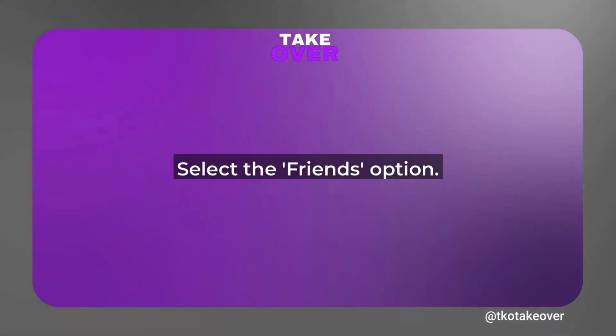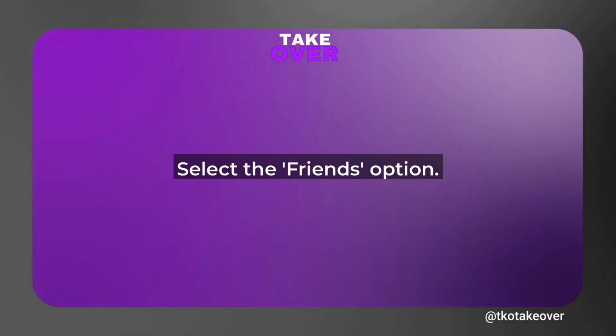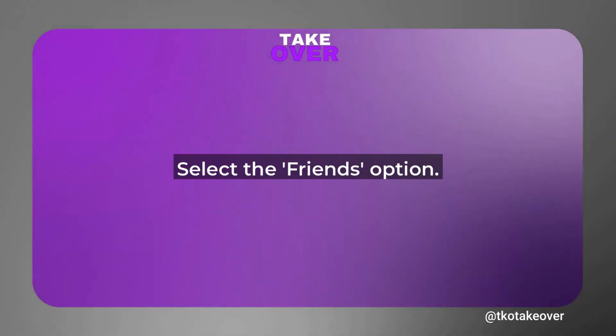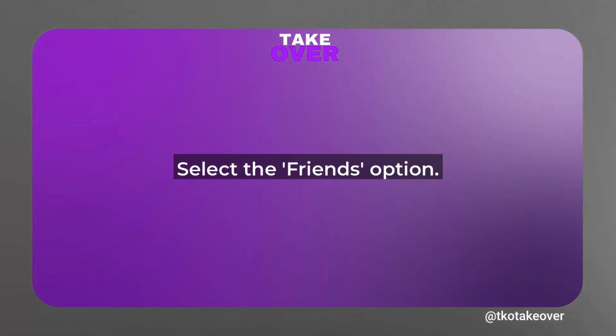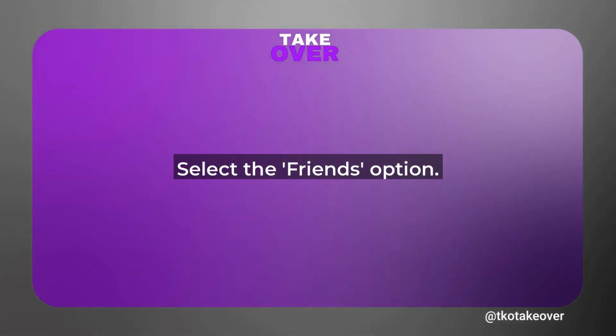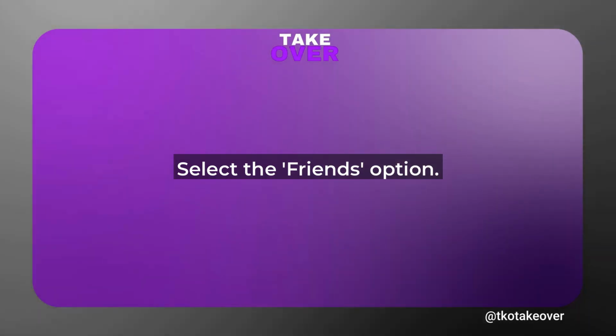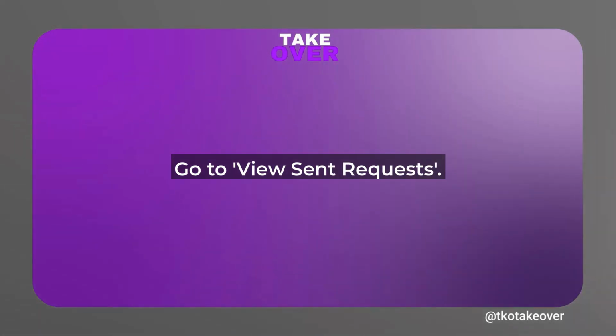Step 1. Tap the menu icon. On the app, that's the three horizontal lines usually in the bottom right corner. On the website, it's the icon at the top right. Step 2. Scroll through the menu and select Friends. This will take you to your friends list and requests section.